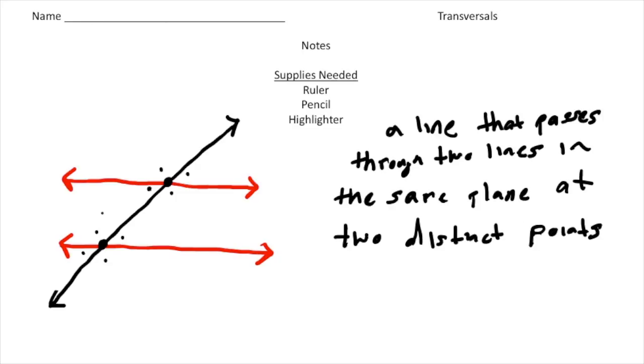Alright, so again, over here we had our two red lines. So the transversal is the black line that goes through, and notice it intersects the red lines at two distinct points. Okay, so this black line is the transversal. Alright. Why don't you pause the video and try the problems on the next page, and then when you're done, hit play, and you can see how you did. Alright, good luck.